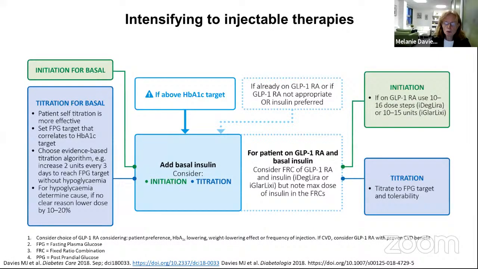So when it comes to more intensive insulin regimes, if a patient is already on a GLP-1 and not getting to target, we talk about the addition of basal insulin, or vice versa, if a patient's on basal insulin and we need to intensify their regime. We talk about this combination now of a GLP-1 and basal insulin, not necessarily moving to premix insulin and basal bolus, because there's a lot of evidence in type 2 of the benefit of this combination. And also we have now fixed ratio combinations where a single injection combines a GLP-1 and basal insulin.